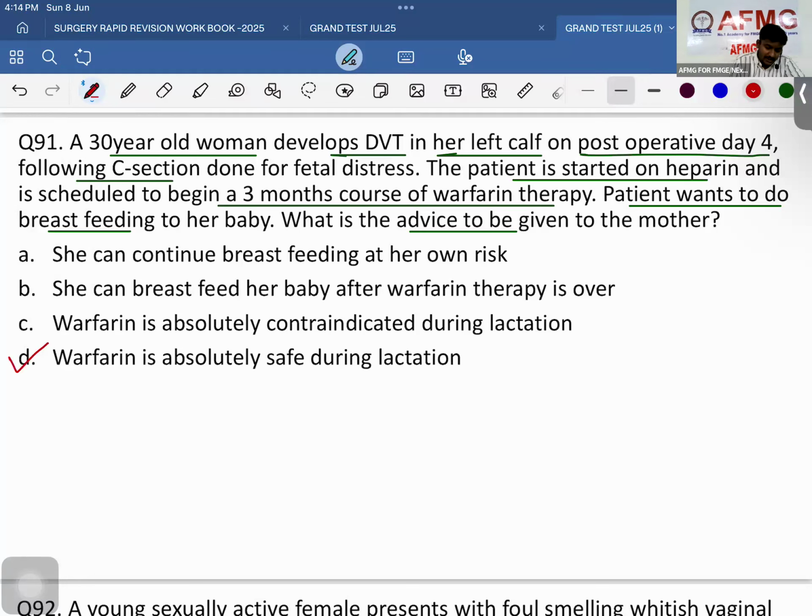Answer has to be option D, beta. That is nothing else but warfarin is absolutely safe during lactation. Warfarin is dangerous during pregnancy, beta. Usually in the first trimester of pregnancy, warfarin is dangerous. That too, when the embryogenesis or the organogenesis happens, it can cause a fetal warfarin syndrome, that is nasal hypoplasia or stippled epiphysis. Okay?